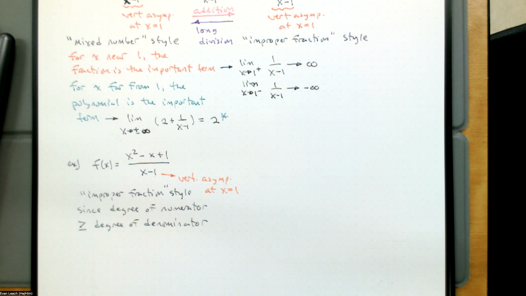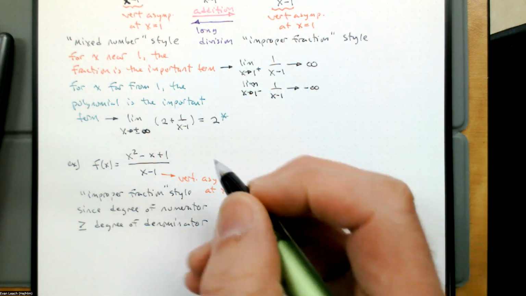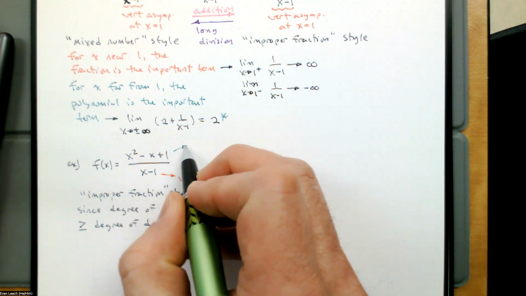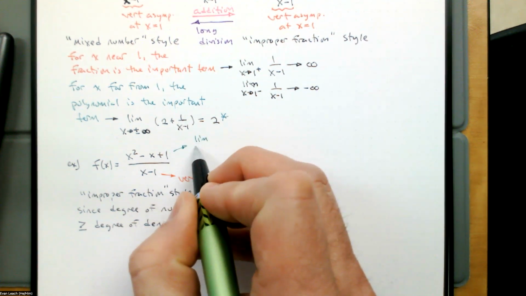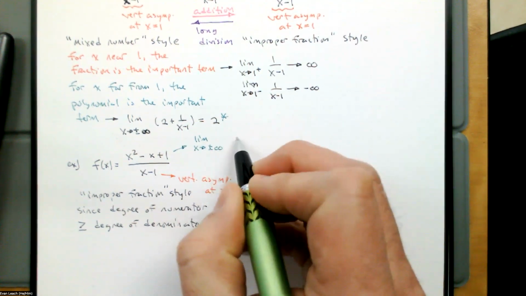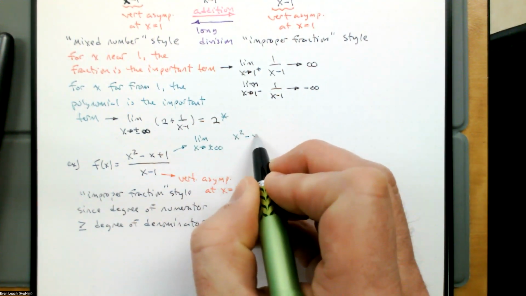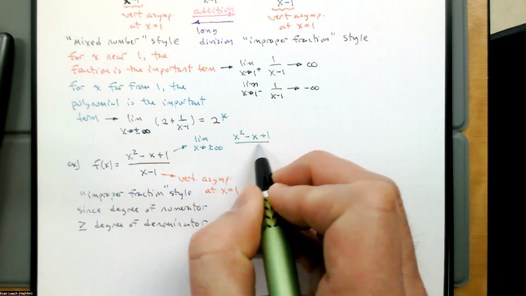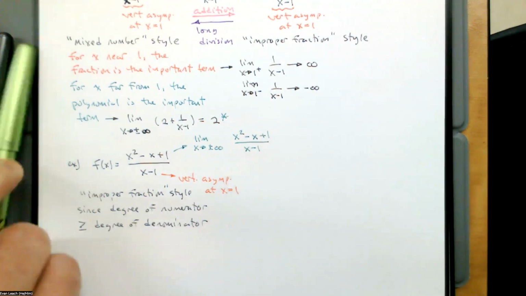But when we look at the limit as x goes to infinity or negative infinity, we don't get anything useful. We just see that the function goes off towards infinity, unless we look a little bit more carefully. If we look at the limit as x goes to, well, positive or negative infinity, it's not going to matter, of x squared minus x plus 1 over x minus 1.